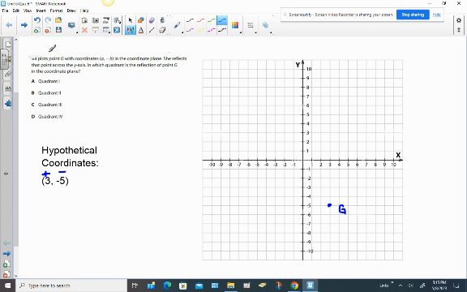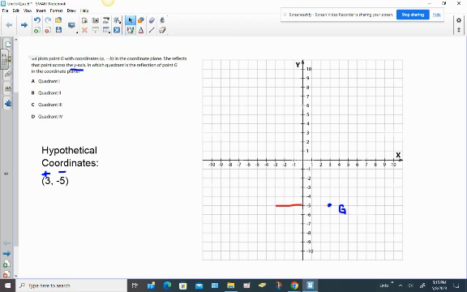If we're reflecting that point across the y-axis, that means this is the y line right here. That means that this point has to be on the other side of the y line and equally distant away from the y line. So right now, how many units away is this? It's 1, 2, 3 units away. So we need to put it on the other side of the y line.